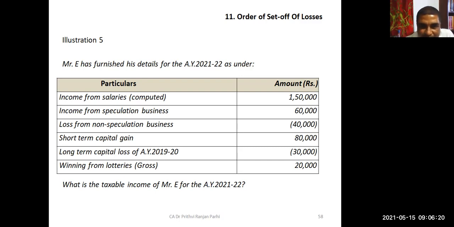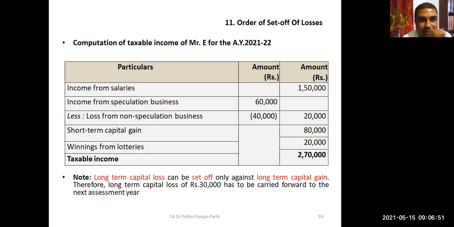Are you seeing what are the things which can be set off? Is there any possibility of set off? Yes, sir. Yeah, tell me. So loss from speculation business can be set off against income from speculation business. Okay, good. So if you solve this particular question, the answer will be like this.